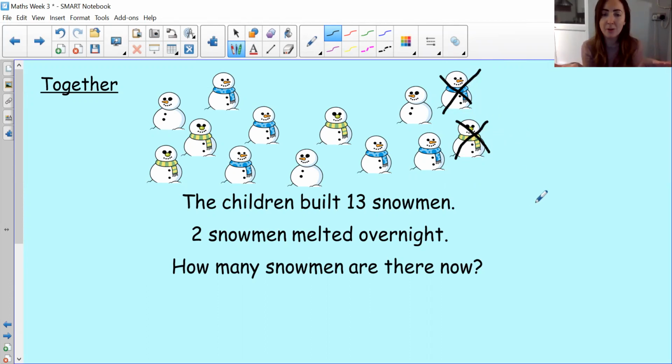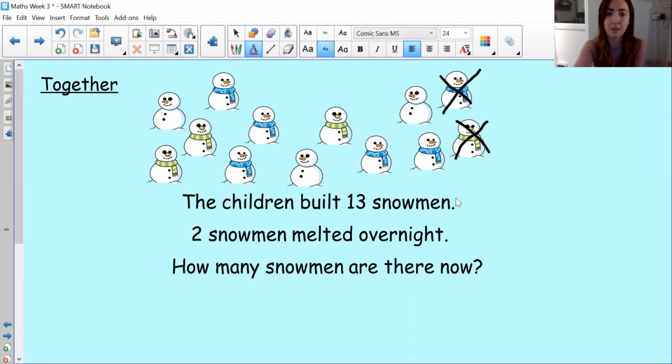How many snowmen are there now? Can you count them and see? That's right, there are 11 snowmen now. So as a number sentence, what would we write? Pause here to have a go at writing it down. So hopefully your number sentence looks like this. 13 take away 2 equals 11. Did you get that? Good.